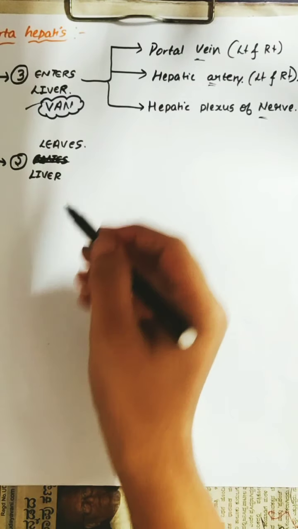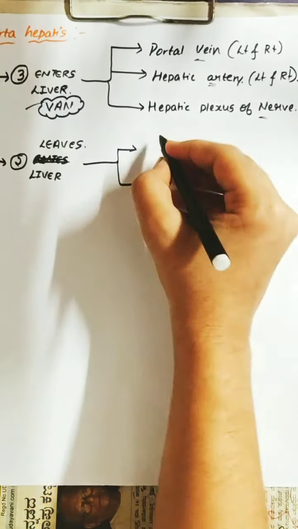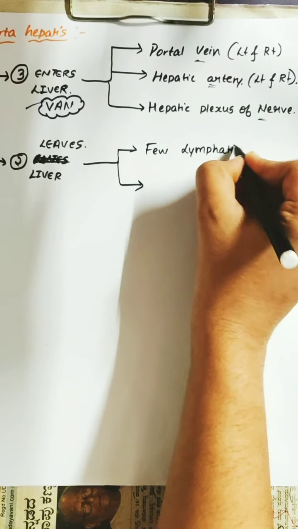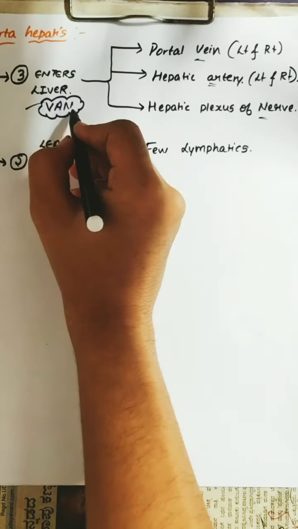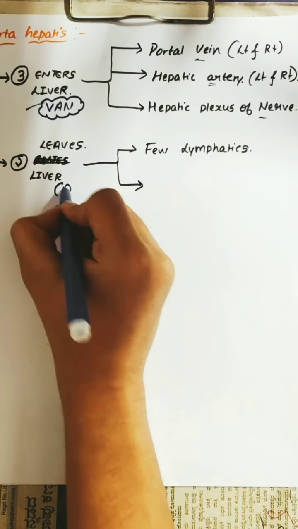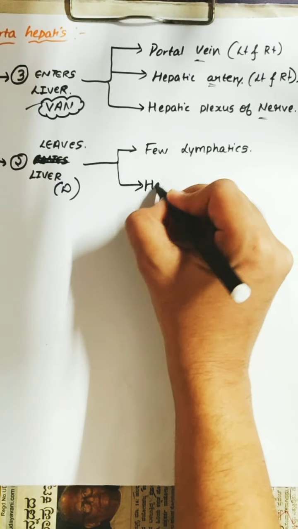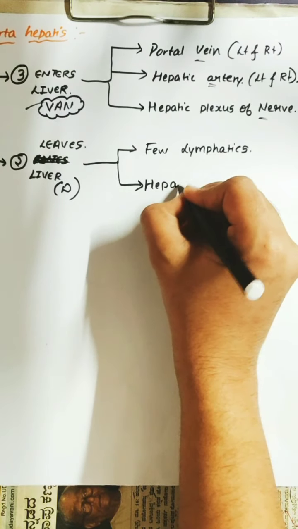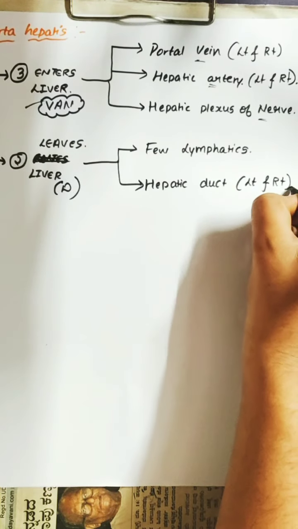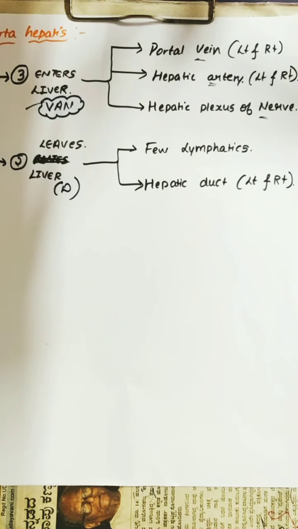Now we will see the structures which are leaving the liver. So there are two structures which leave the liver. Easier one as usual, a few lymphatics, and here there was no duct, but you have a duct in the leaving section of the liver. So don't confuse this. So hepatic duct leaves the liver. So these were the things which enter and exit the liver. So I have finally completed the liver topic.